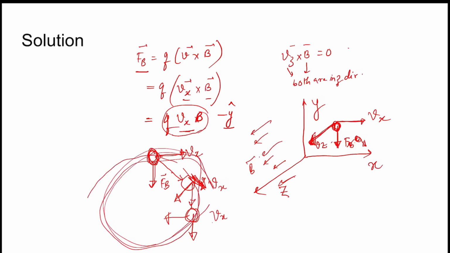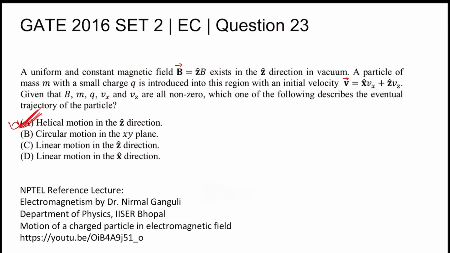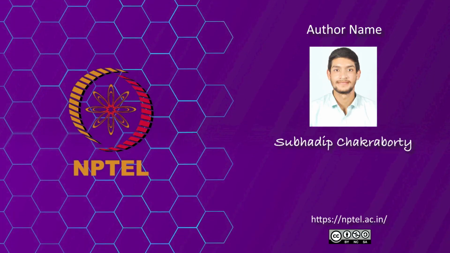So a circular motion will be executed in the xy plane, and this particle also has a velocity in the z direction which is undistorted. So the particle will exhibit circular motion and move in the z direction also. It will advance like this, like the motion shown in this sense. So it will execute helical motion. Option A is the correct option. The particle will execute helical motion in the positive z direction.